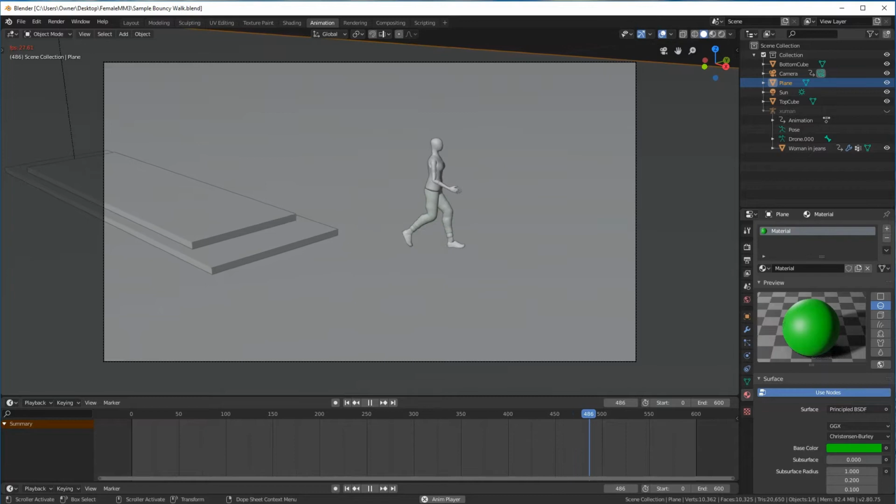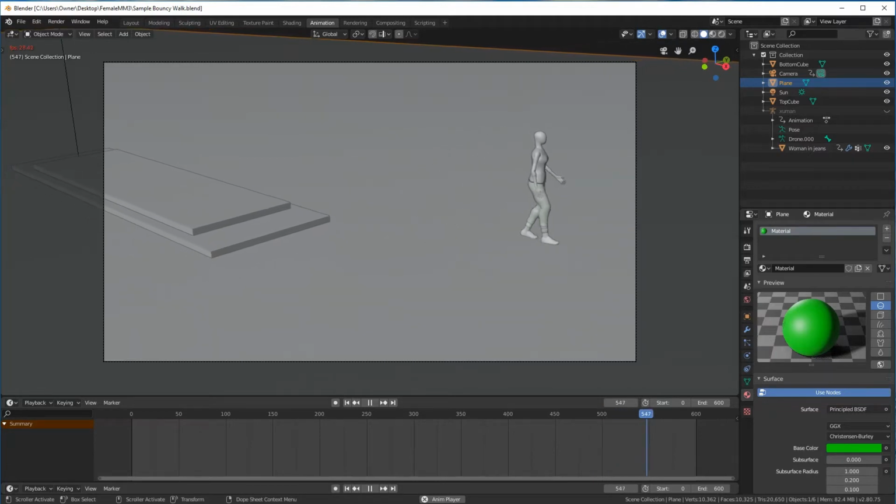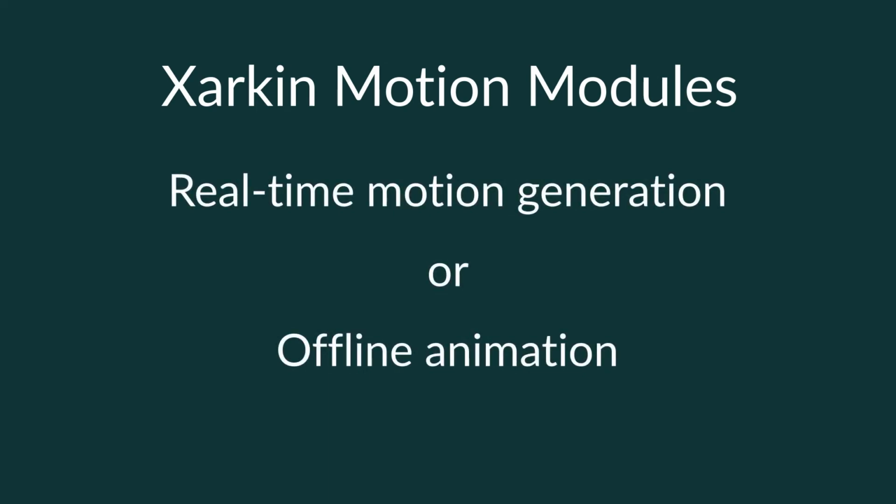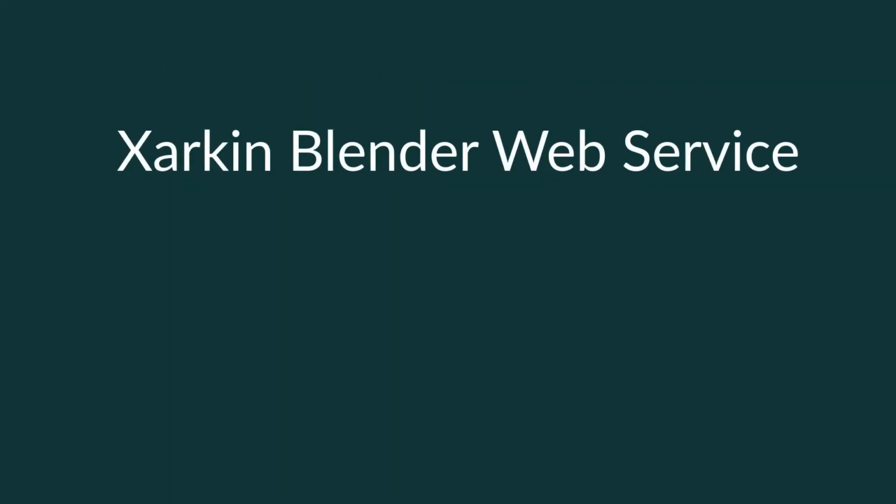A motion module can be used for real-time motion generation in games or virtual reality environments, or for offline animation. In this video, we'll be using a motion module for offline animation in Blender. Let's set up Blender and do an example.